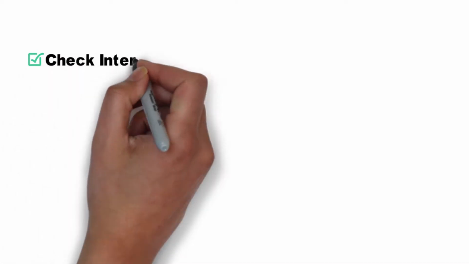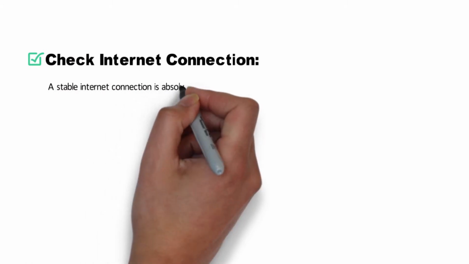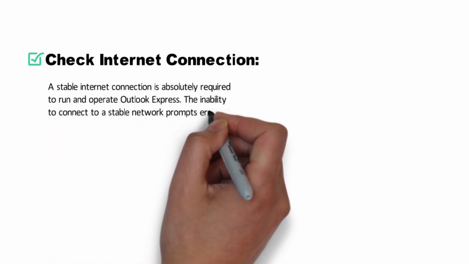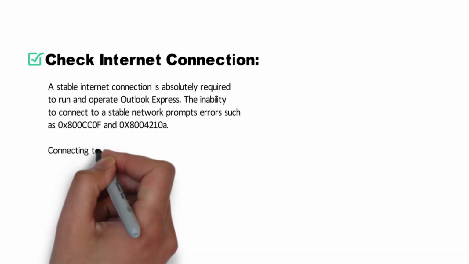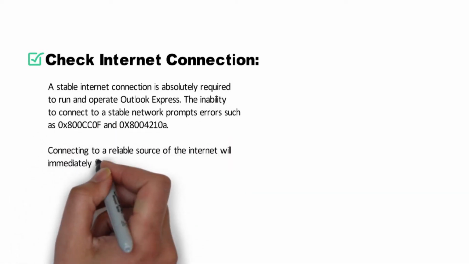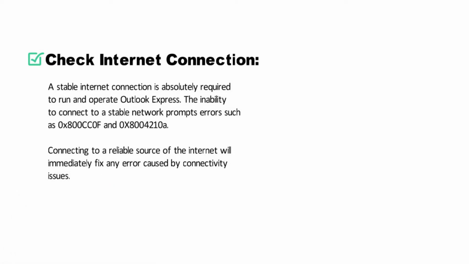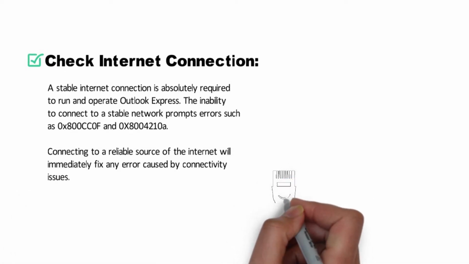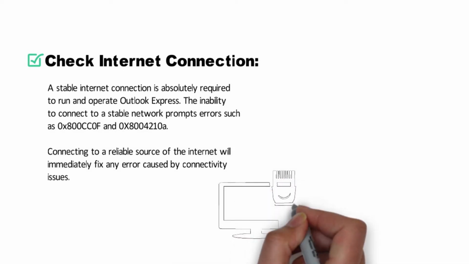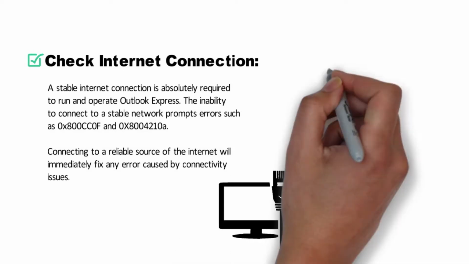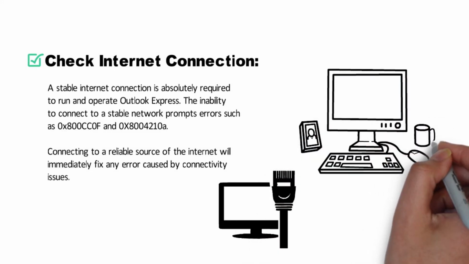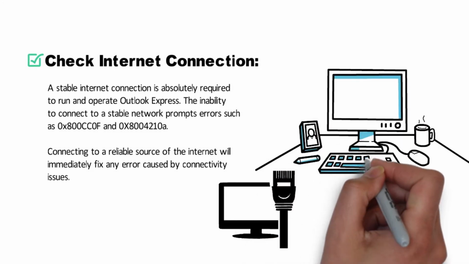First, check internet connection. A stable internet connection is absolutely required to run and operate Outlook Express. The inability to connect to a stable network prompts errors such as 0x800CC0F and 0x8004210A. Connecting to a reliable source of the internet will immediately fix any error caused by connectivity issues.